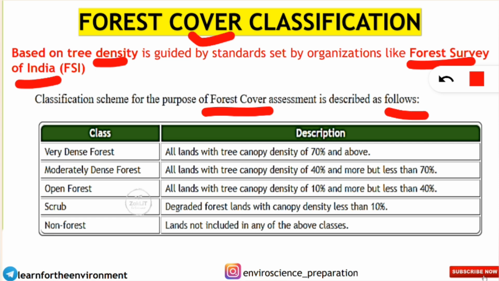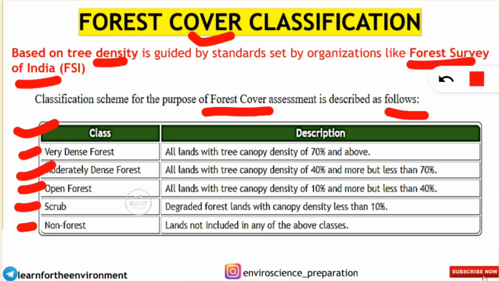These questions also come in match the following or in the description type. Sometimes it will be asked. It is also one of the very important questions. You should note down what the classes are under the forest cover classification based on tree density: very dense forest, moderately dense forest, open forest, scrub and non-forest.